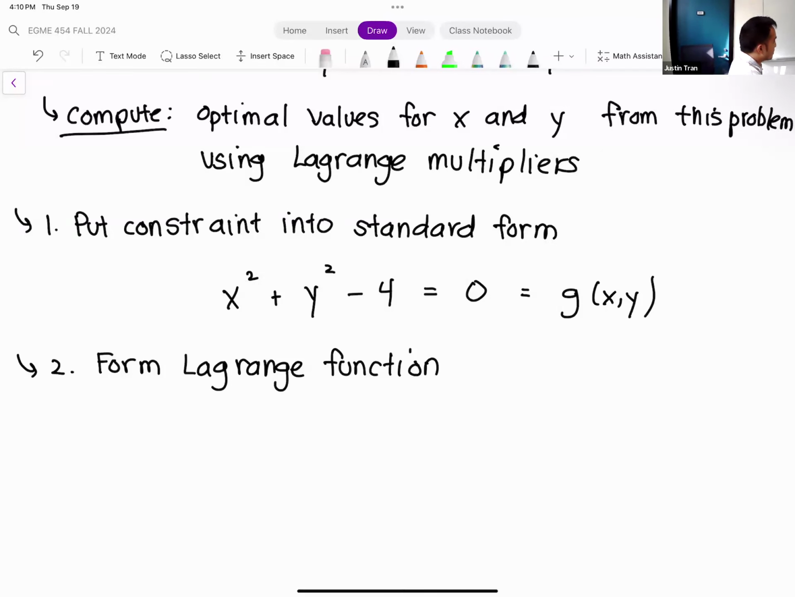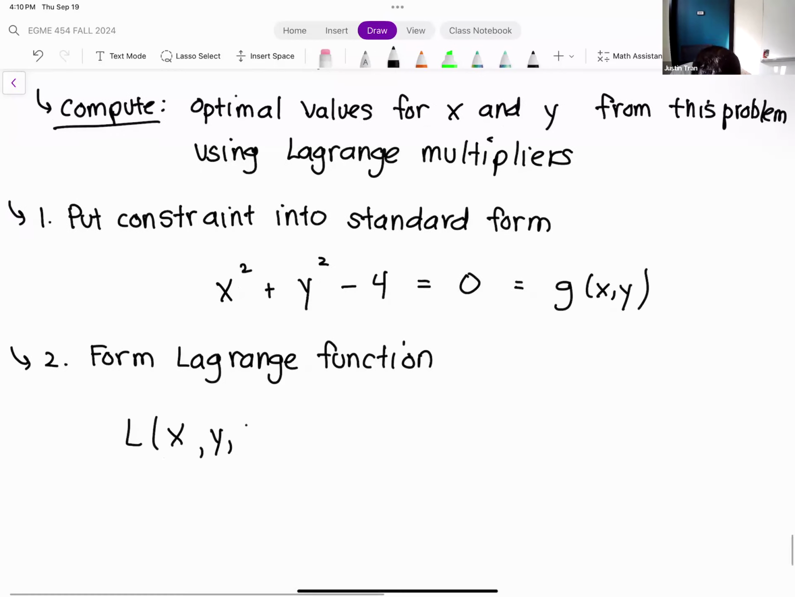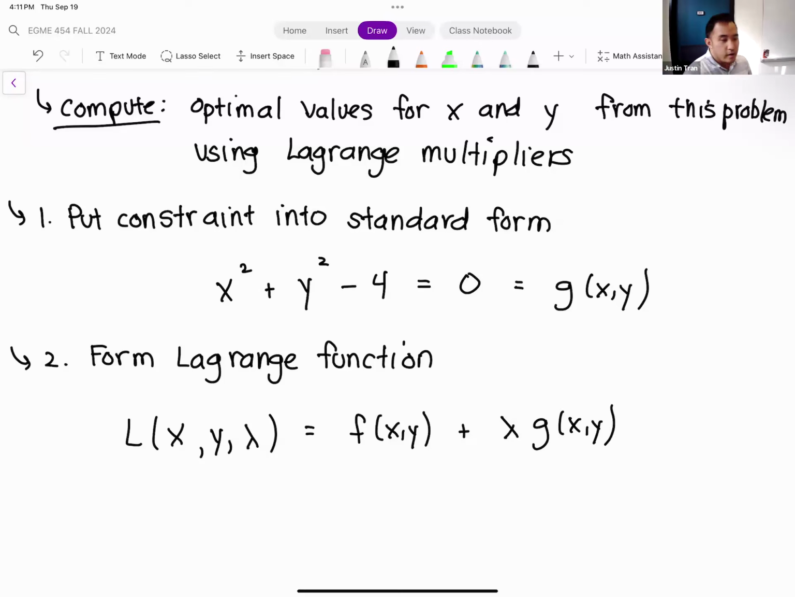Step number 2 is to take this and then form our Lagrange function. So our Lagrange function in this case, we have one constraint, so that means we're going to have one Lagrange multiplier. So our Lagrange function is going to be a function of 3 variables, x and y, which are our original design variables, and our new Lagrange multiplier lambda. Okay, so this is what we have. So we have our original objective function plus lambda times g.